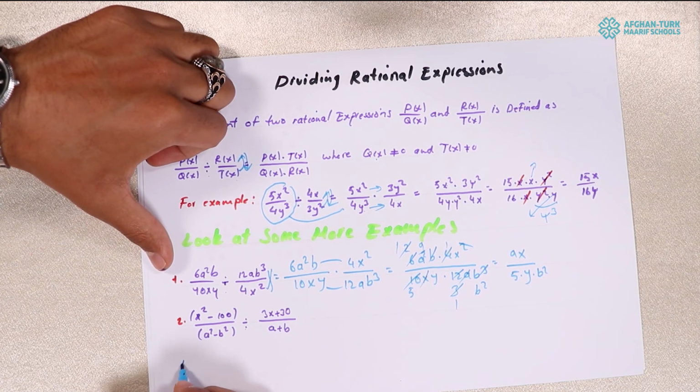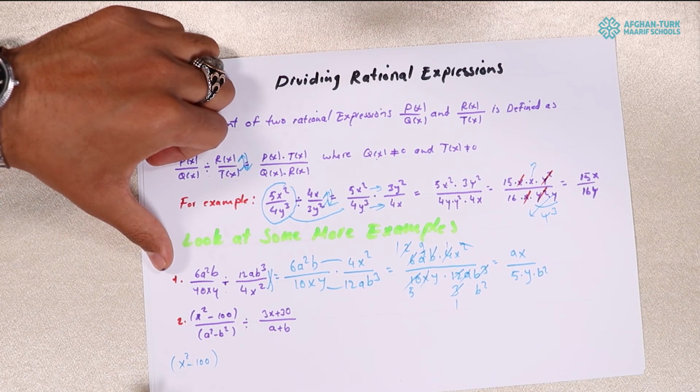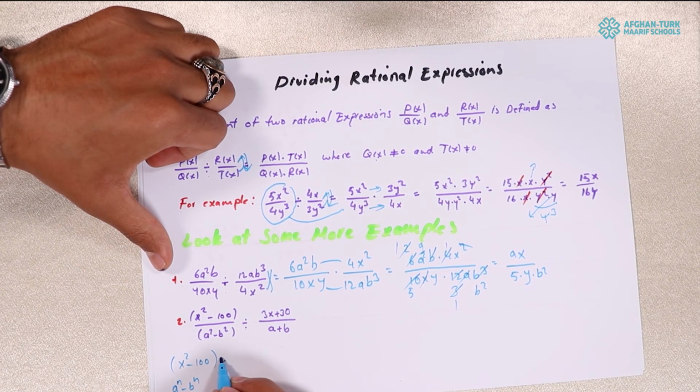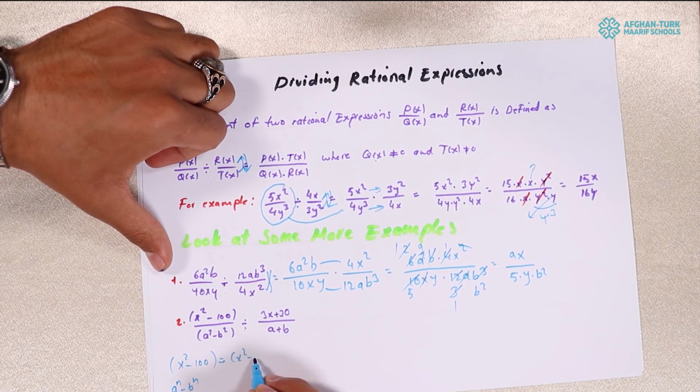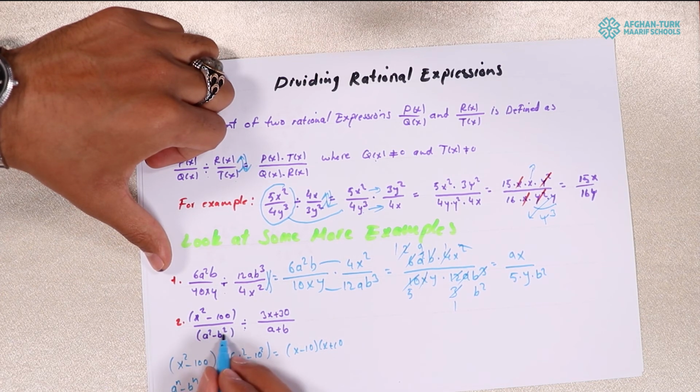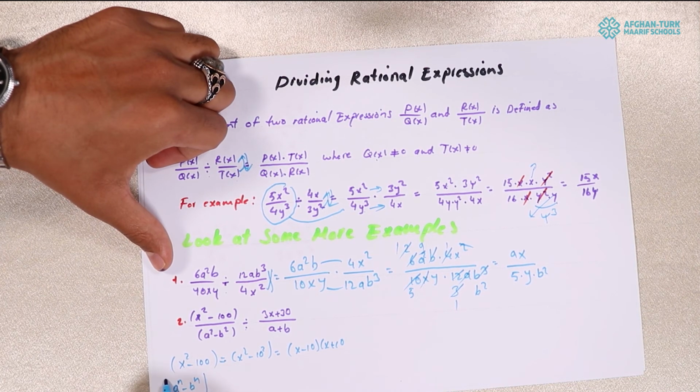So, look, we have x squared minus 100. Did you understand that we have studied how to expand the binomial of a to the power of n minus b to the power of n? Can we write this x squared minus 10 squared? Okay, we can expand it like x minus 10 and also x plus 10. And also a squared minus b squared. Okay, this was the expansion. Okay, this was the binomial.